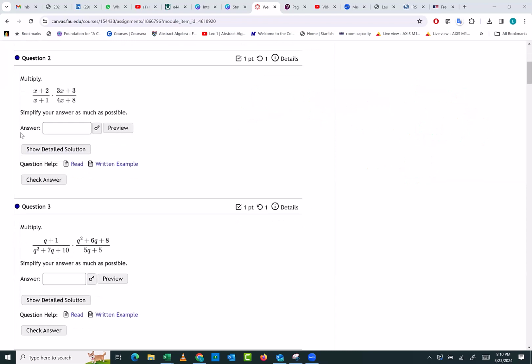Number 2, x plus 2 divided by x plus 1 times 3x plus 3 divided by 4x plus 8. First thing we want to do, remember, we can only cancel factors. We can't cancel terms. So we want to see how we can factor these.